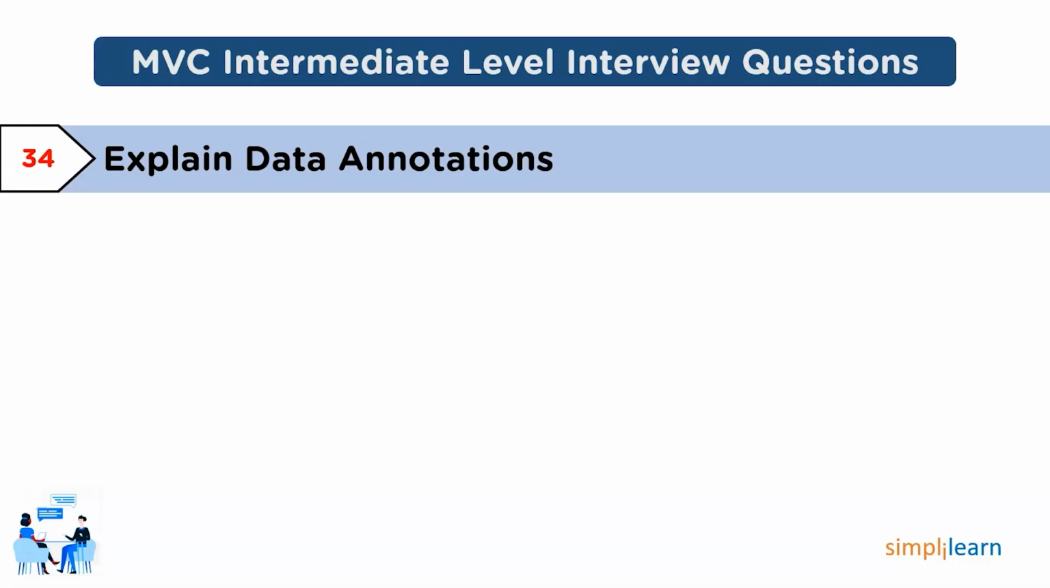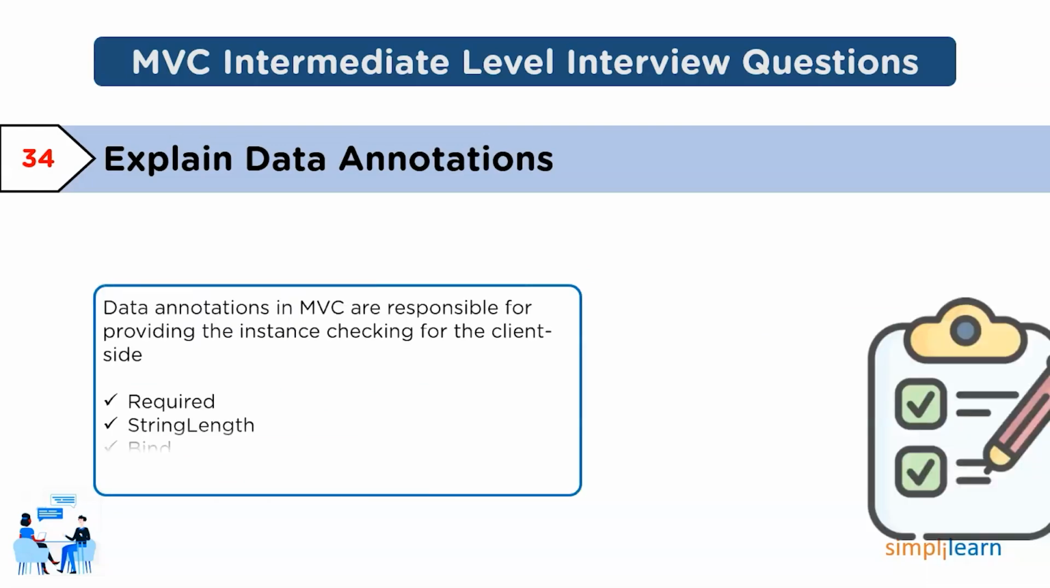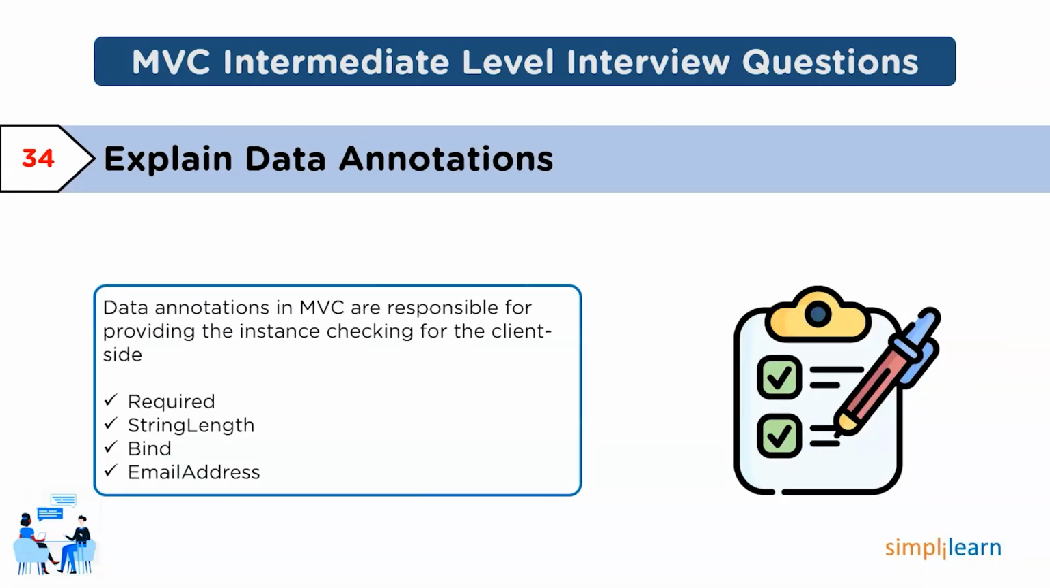Explain data annotations. Data annotations in MVC are responsible for providing the validation checking for the client side. MVC provides various data annotations. Some of them are: Required is used to indicate the property of the required field. String length is used to indicate the string length. Bind is used to include or exclude the binding parameters. Email address is used to validate the email address.